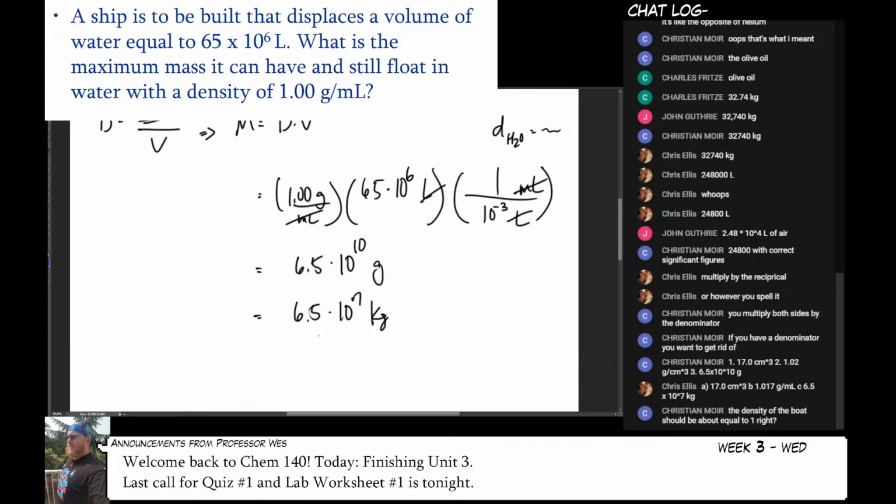The density of the boat should be equal to 1. Yeah, roughly so. You don't want to go over 1. If you go above a density of 1 for your boat, then you'll sink. Obviously, the purpose of the boat is to remain floating, so you can only put so much stuff on your boat.